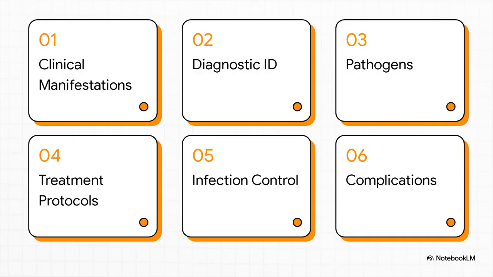So here's our game plan for this explainer. We'll start with how these lesions look clinically, then move into the lab for diagnostics. We'll ID the usual suspects, the pathogens, and see what they're susceptible to. After that, it's all about treatment protocols, infection control, and finally, we'll look at what happens when things go wrong and wrap up with a couple of quick cases.